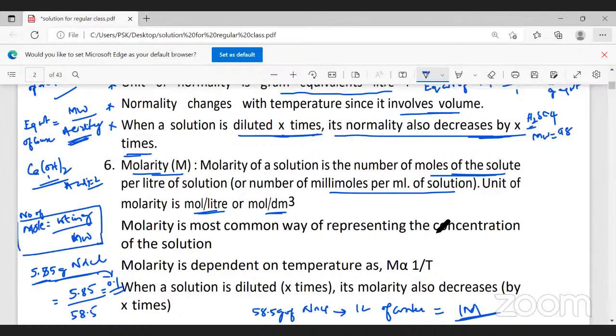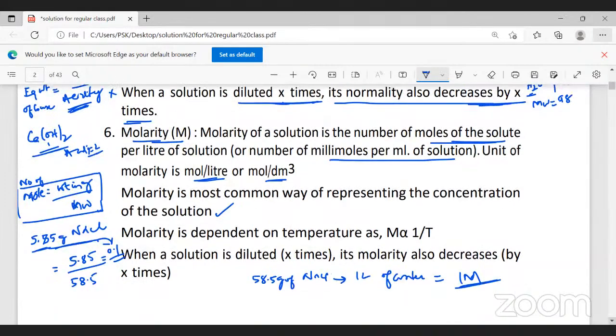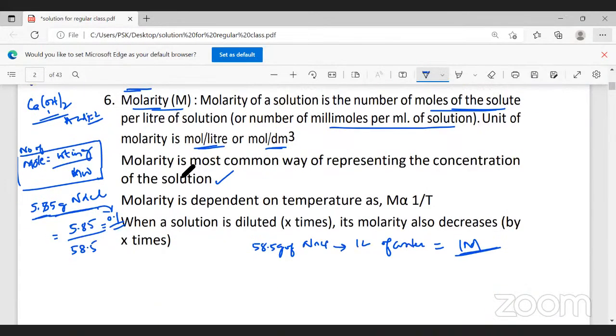Molarity is the most common way of representing the concentration of a solution. So in the laboratory, we will generally represent concentration in terms of what? Molarity. Molarity is dependent on the temperature. Molarity is inversely proportional to temperature. As temperature increases, molarity decreases.